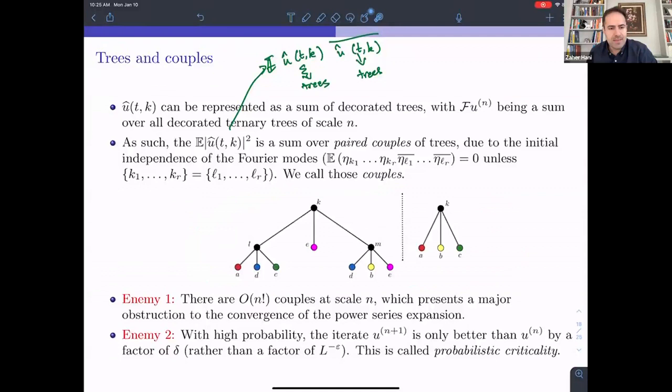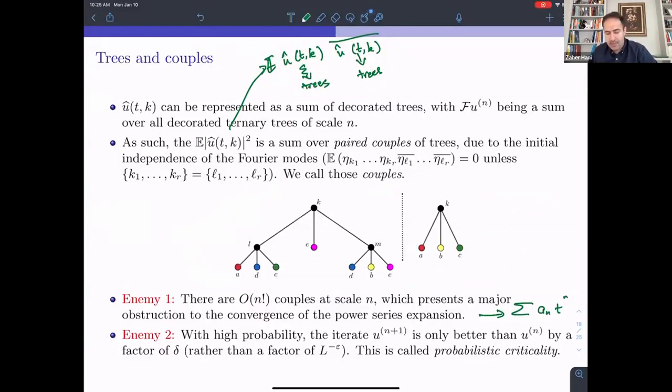So we have 2 enemies to overcome here. The first enemy, which is common to such proofs, I would say, is that there are factorial number of such trees. And this is a major obstruction to a power series expansion. Just think of a very trivial power series, a_n t to the n. If this a_n grows factorially, then you are doomed.